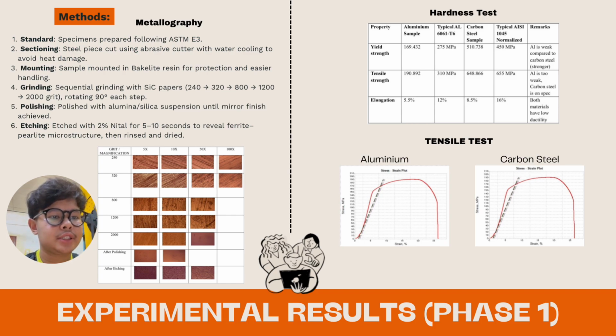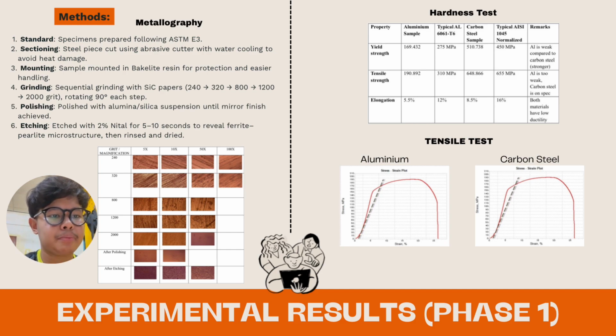The next method is the hardness test. There are a few properties that we measured, that is the yield strength, tensile strength and also the elongation. For the aluminium sample, the yield strength is 169.432, the tensile strength is 190.892 and the elongation is 5.5%. For the typical AL6061-T6, the yield strength is 275 MPa, the tensile strength is 310 MPa and the elongation is 12%.